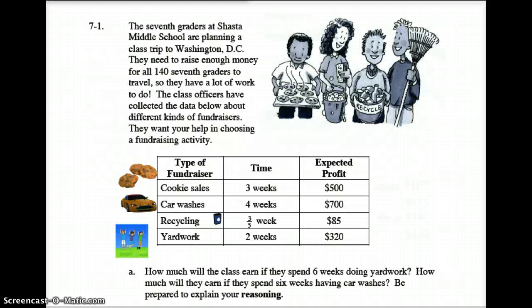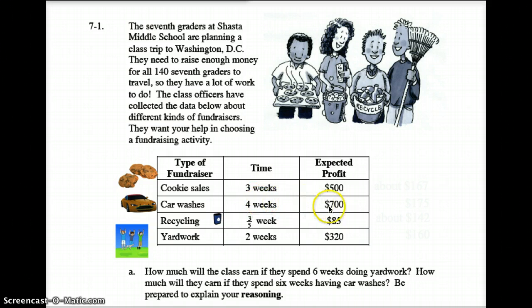All right, let's do a problem. Problem 7.1 on here. And here's what we're looking at. We've got a bunch of 7th grade students here at this school, and they're considering different ways of raising funds. They have some options. The cookie sales. If they were to sell cookies, they would expect to make about $500, but it would take them 3 weeks to do that.